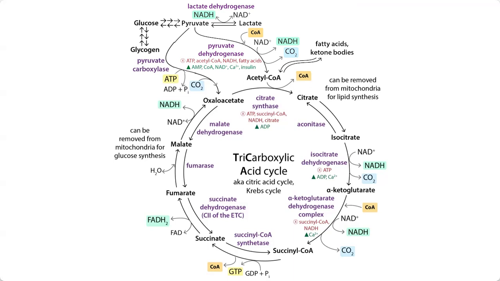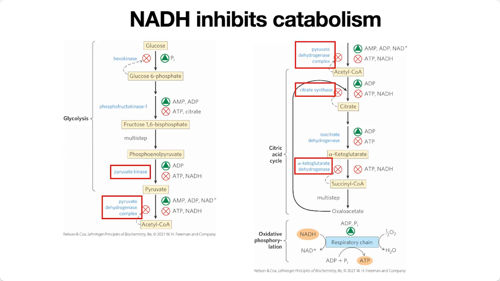But when we had the NADH built up, then that's going to inhibit the pyruvate dehydrogenase, inhibit the citrate synthase, inhibit the alpha-ketoglutarate dehydrogenase complex. And we saw before how it was also going to inhibit our pyruvate kinase step so that we could stop glycolysis from making that pyruvate, which we can then take through the citric acid cycle.